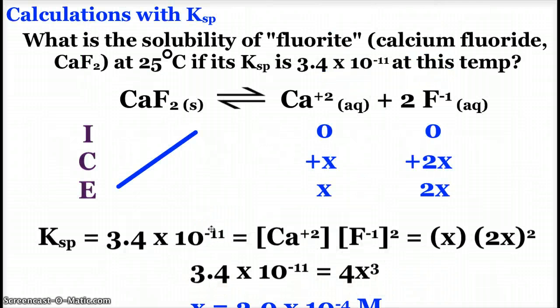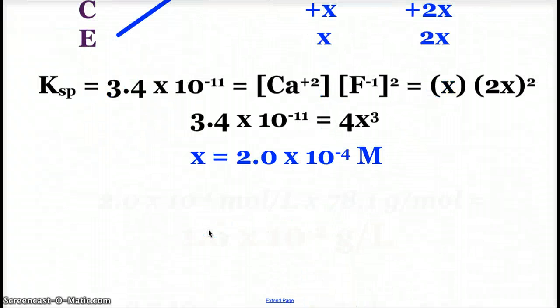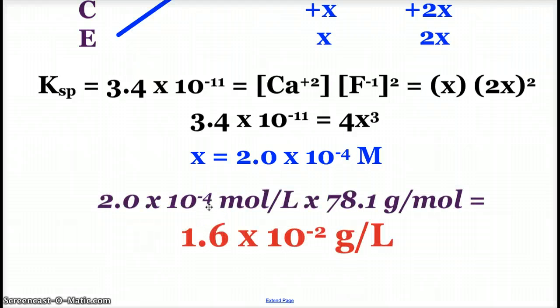Typically, if it just asks what is the solubility, then you want to change it to grams. Or it might ask for the molar solubility, and you can stop there. But again, all I have to do is multiply by the molar mass, and then I can get my solubility in grams per liter.